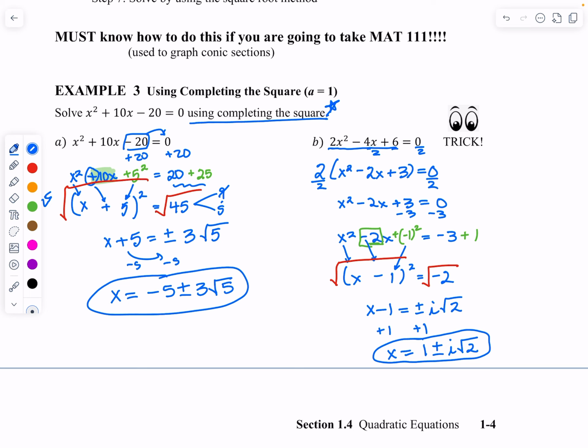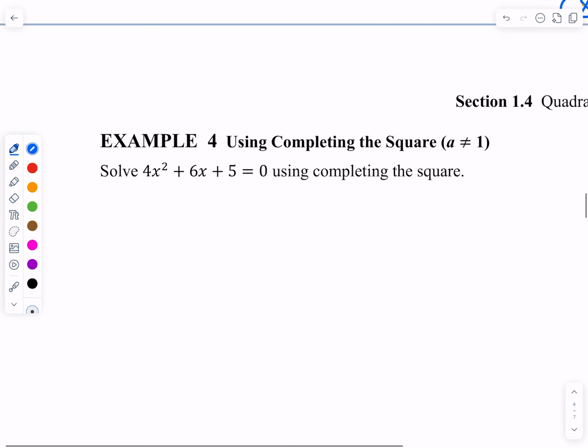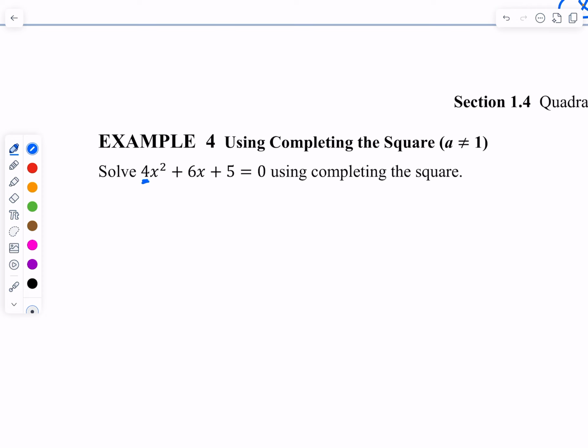Now, once you get into Math 111, the completing the square gets a little bit harder. So I want to work a harder completing the square problem. Let's see what makes this harder. Do you notice that there is a 4 in front and I cannot factor it out? Okay, so I can't factor that out. So what I'm going to do is divide each piece by 4.